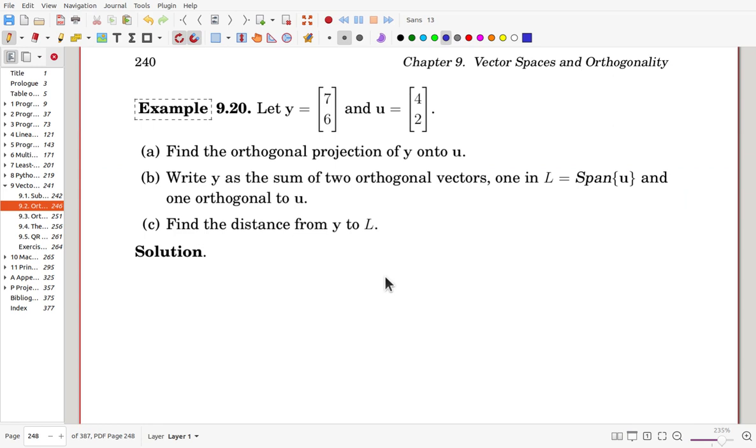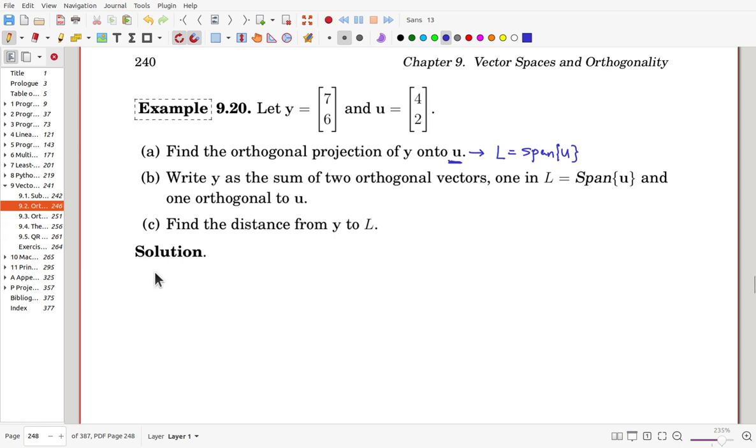See the example. y and u are given. Find the orthogonal projection of y onto u. We'll say this from time to time, onto u. However, rather than u, you have to consider here onto L, which is the span of u. So you have to understand it with this.